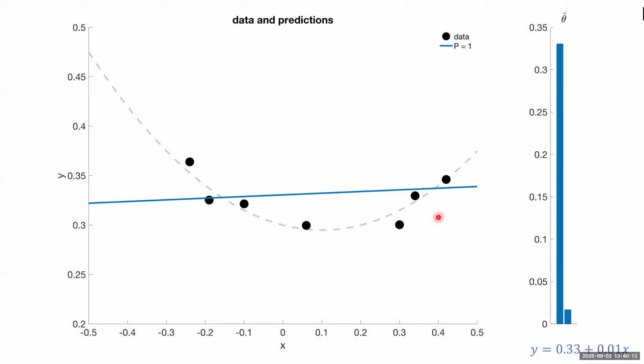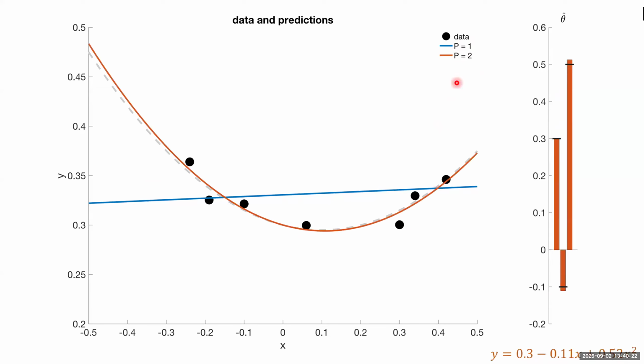It obviously doesn't do a great job, but it's very simple. It doesn't have many degrees of freedom. And so this is the line you get in a very simple case. Let's go up to p equals 2.